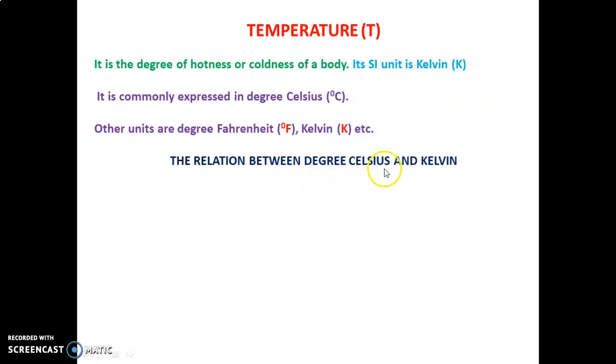Now the relation between degree Celsius and Fahrenheit. You should remember this relation. Degree Fahrenheit equals 9 by 5 times degree Celsius plus 32. This is the relation between degree Fahrenheit and degree Celsius.